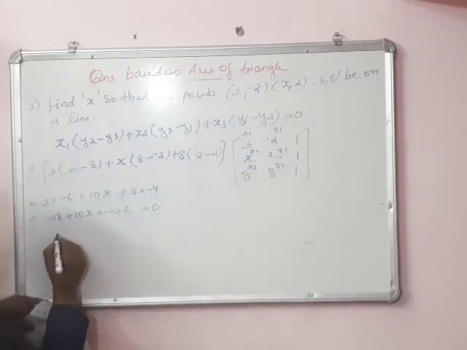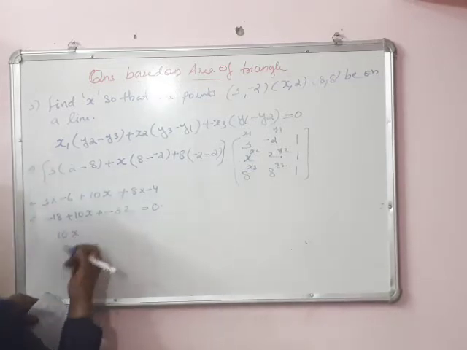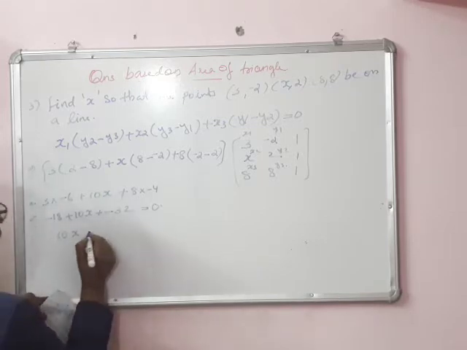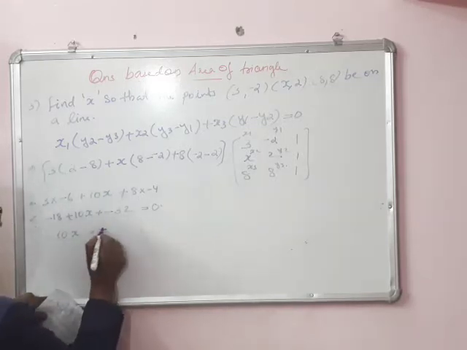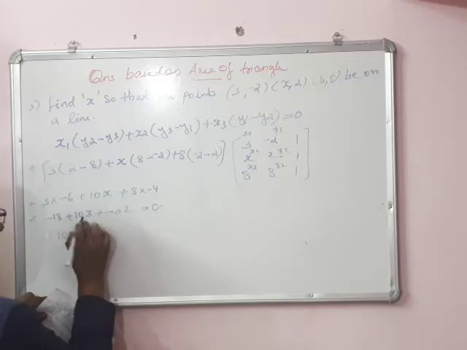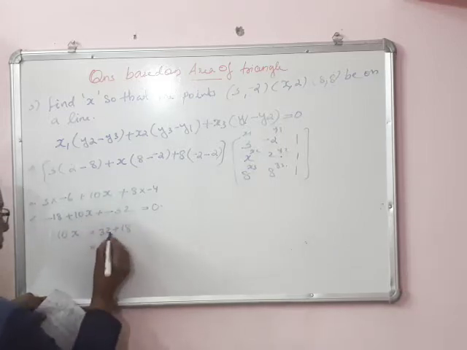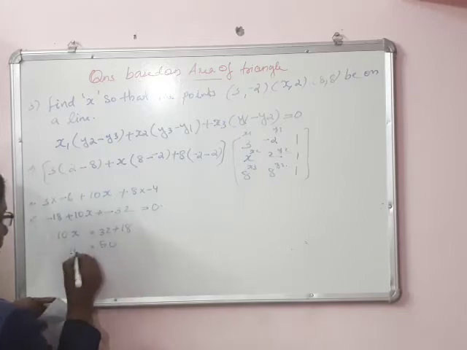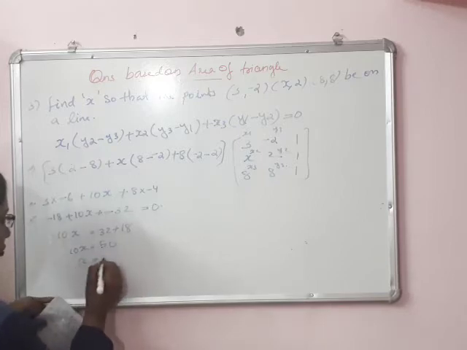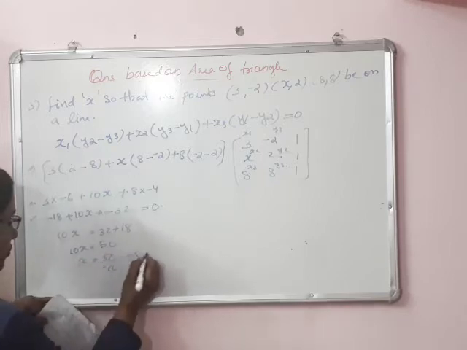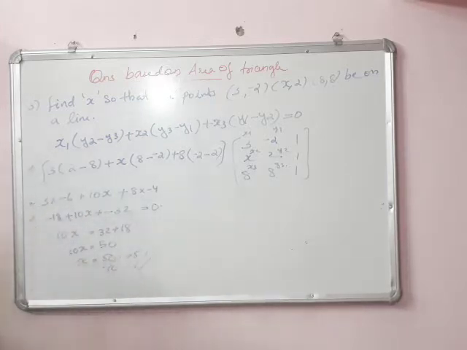Then here 10x also. So our linear equation: 10x is equal to 32 plus 18, which becomes 50. 10x is equal to 50, x is equal to 50 by 10, that is equal to 5. The value of x is equal to 5. That is the answer to find.